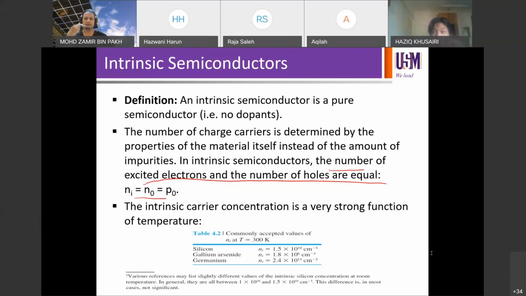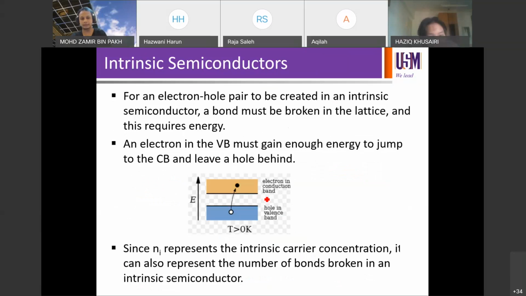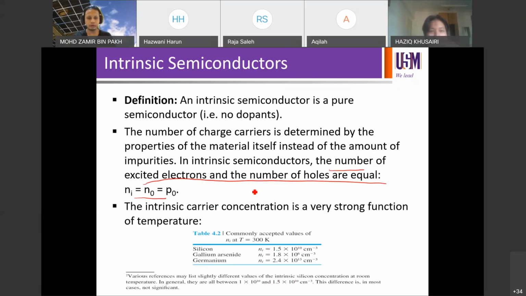Can or not? Why cannot? They come in a pair, right? They come in a pair. So we even call them electron-hole pairs. They are always called electron-hole pairs. They come in pair. So the moment you get a new electron, you will also get a new hole. What is a hole? Vacancy of electron, right?